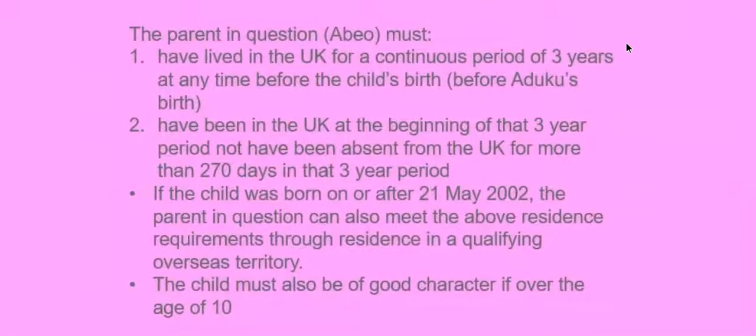And the parent in question, so in our example, it's going to be Obia, has lived in the UK for a continuous period of at least 3 years at any time before Aduko was born. And at the beginning of that 3-year period, he was not outside the UK for more than 270 days in this 3-year period of time. And if the child was born on or after 21st of May 2002, the parent in question can also meet the above residence requirements through residence in a qualifying overseas territory. And if the child is over the age of 10 at the age of applying, then they will need to meet the good character requirements.